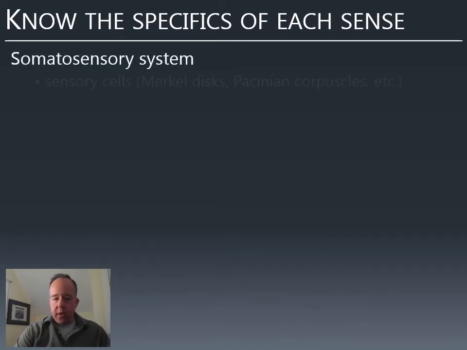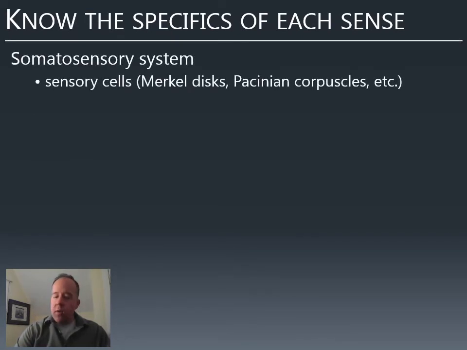So more specifically, for the somatosensory sense, know the cells that are involved. You don't have to go into details as to which are fast adapting, which are slow adapting, but know their names, be able to recognize them. Say a word about what each one detects.